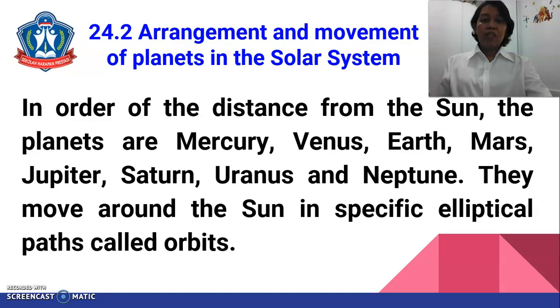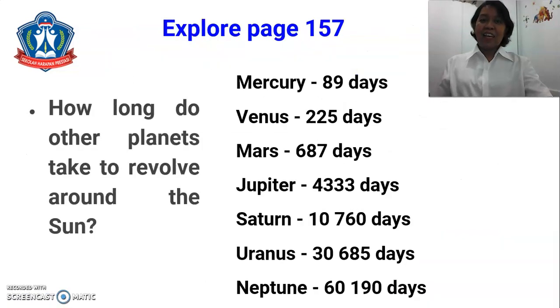In order of the distance from the Sun, the planets are Mercury, Venus, Earth, Mars, Jupiter, Saturn, Uranus, and Neptune. They move around the Sun in specific elliptical paths called orbits. In Explore page 157, there is a question: how long do other planets take to revolve around the Sun? For Mercury, it will take 89 days. For Venus, 225 days. For Mars, 687 days.